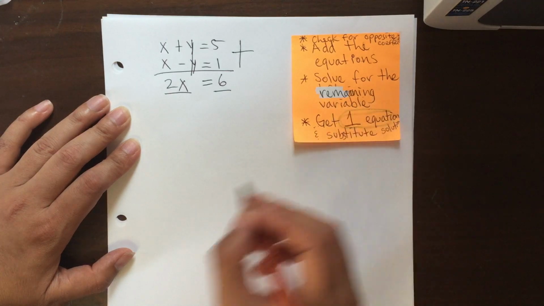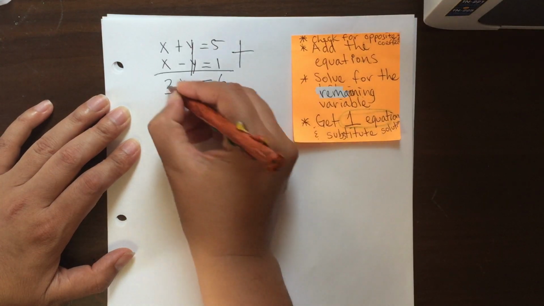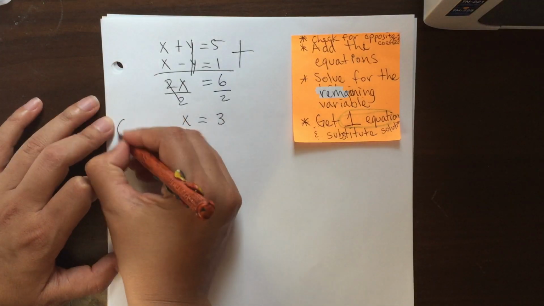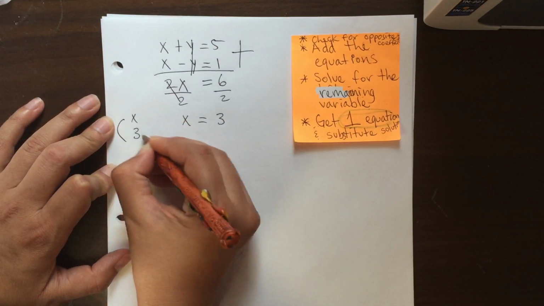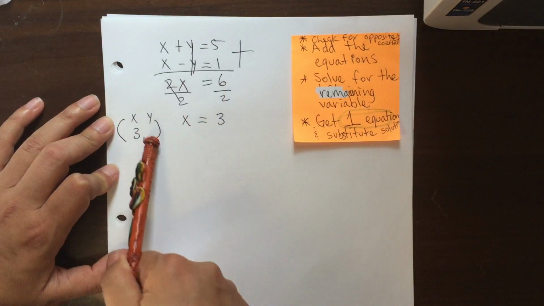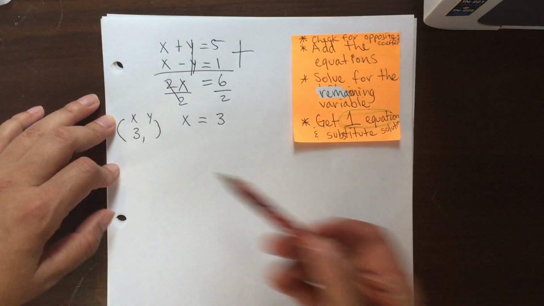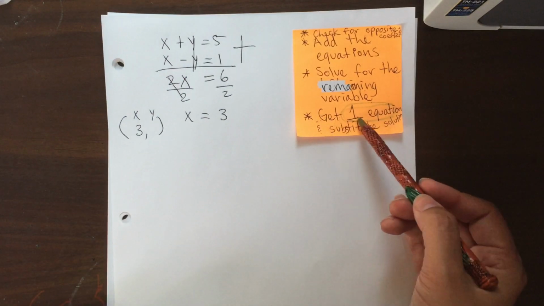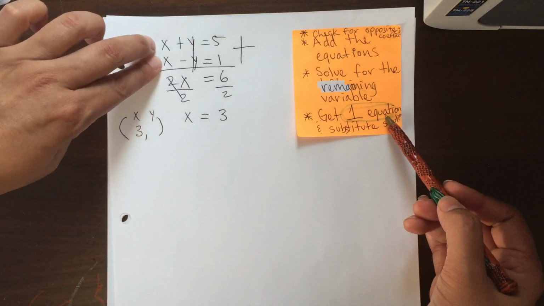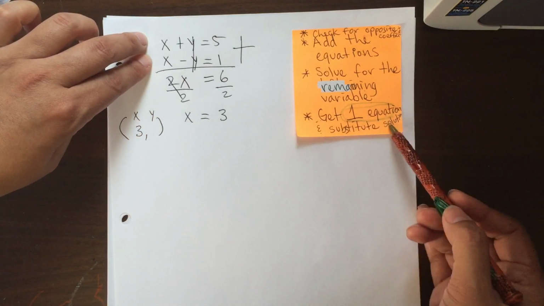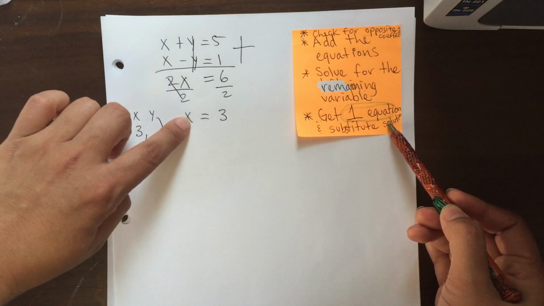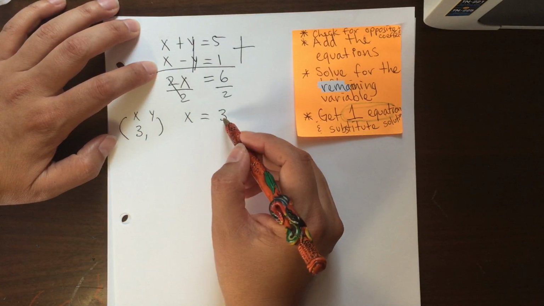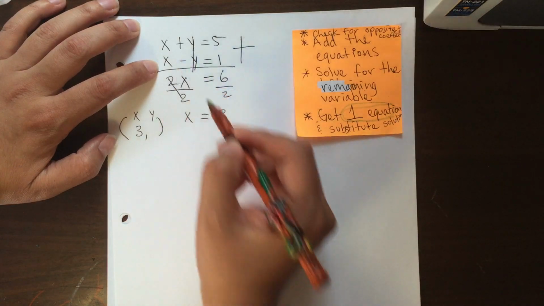Then we solve for the remaining variable. We divide both sides by 2, and so x is equal to 3. So now we have the x coordinate, which is 3, but now we have to find y. And how do we do that? We get one of the equations and substitute the solution that we found for x. You can choose any of the two equations. You just need to be careful with the signs, okay?